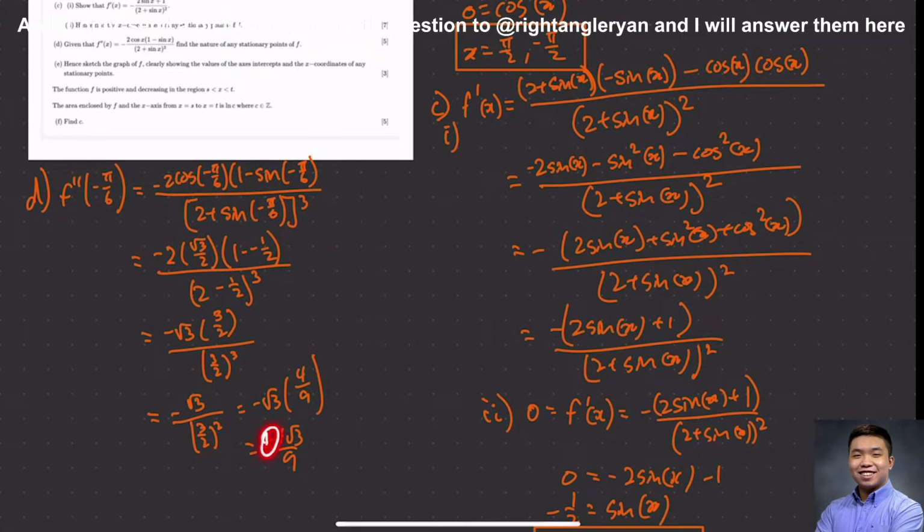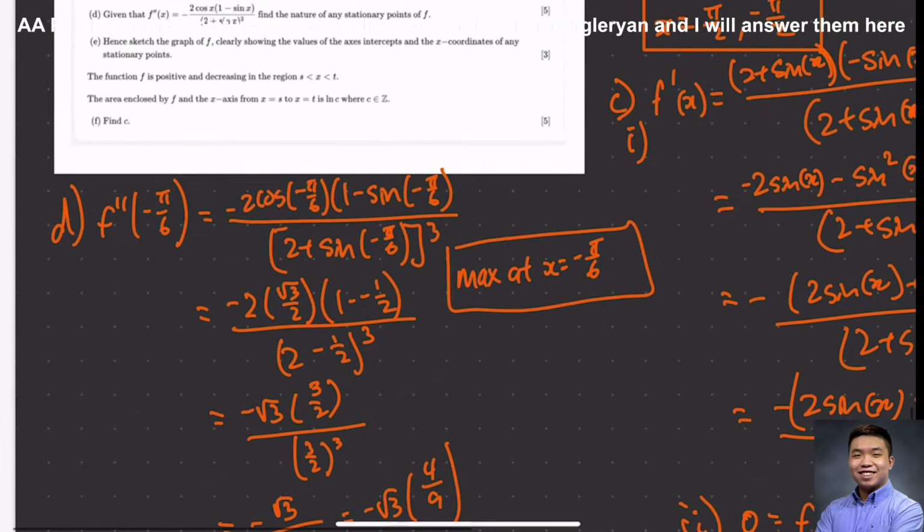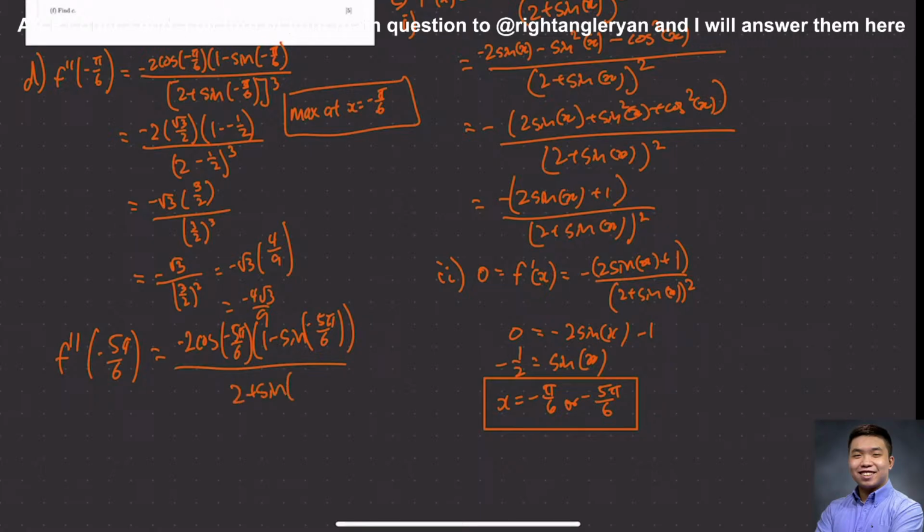As long as this is negative, that means I know it's concave down here. So classifying, I know it's a max at x equals negative pi over 6. That's my first solution. And then I need to also find f prime prime of negative 5 pi over 6, which will be negative 2 cosine negative 5 pi over 6, times 1 minus sine negative 5 pi over 6, all over 2 plus sine negative 5 pi over 6 cubed.